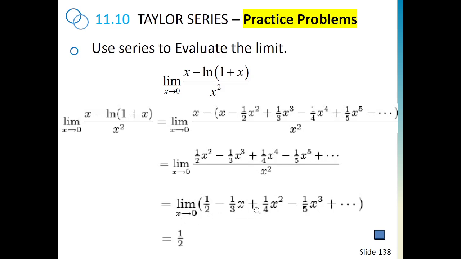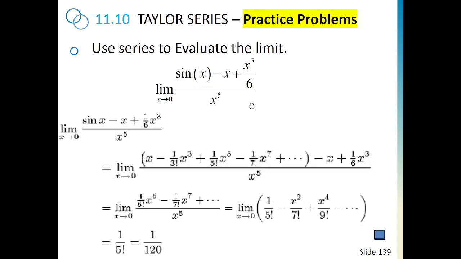So all these pieces here are 0. The only survivor is 1 over 2. Okay, it looks too simple, but that's the idea. The idea is to use the series to evaluate these limits, but we have some special expressions that are cute.